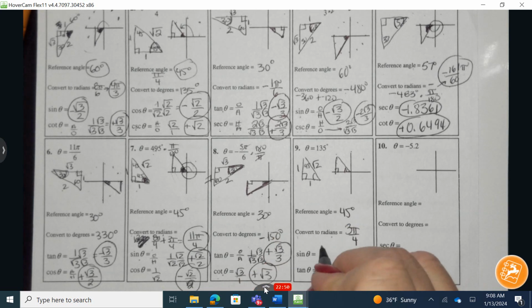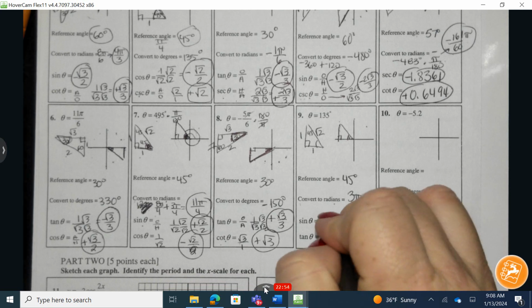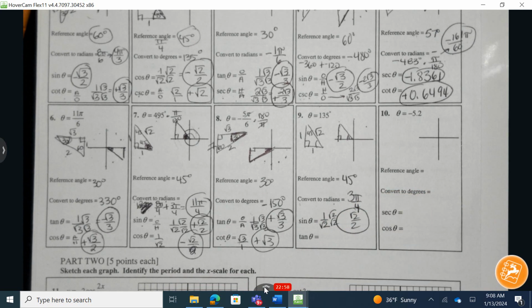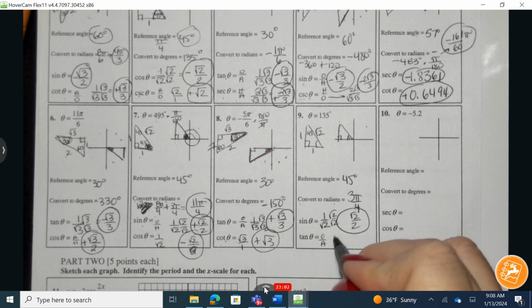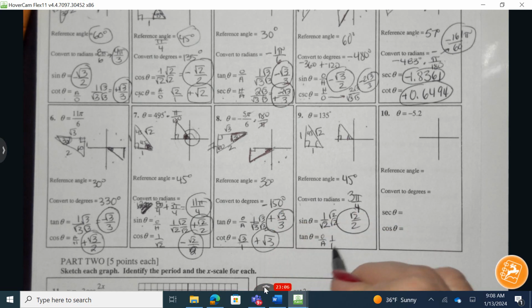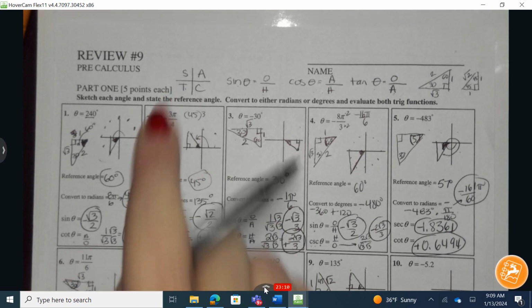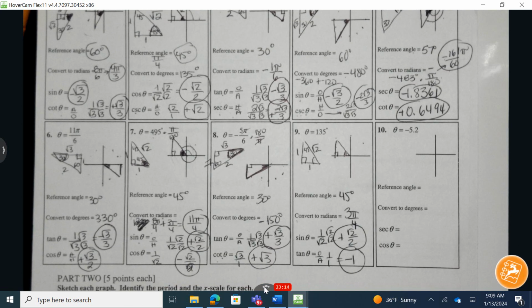Opposite over hypotenuse. I selected the correct ratio, but it's not in proper form. Radical 2 over 2, I'll do the signs later. Tangent is opposite over adjacent. So opposite is 1, adjacent is 1. 1 over 1 is simply 1. Now this lands in quadrant 2, only the sine and its reciprocal are positive. Let's look at the last one here.